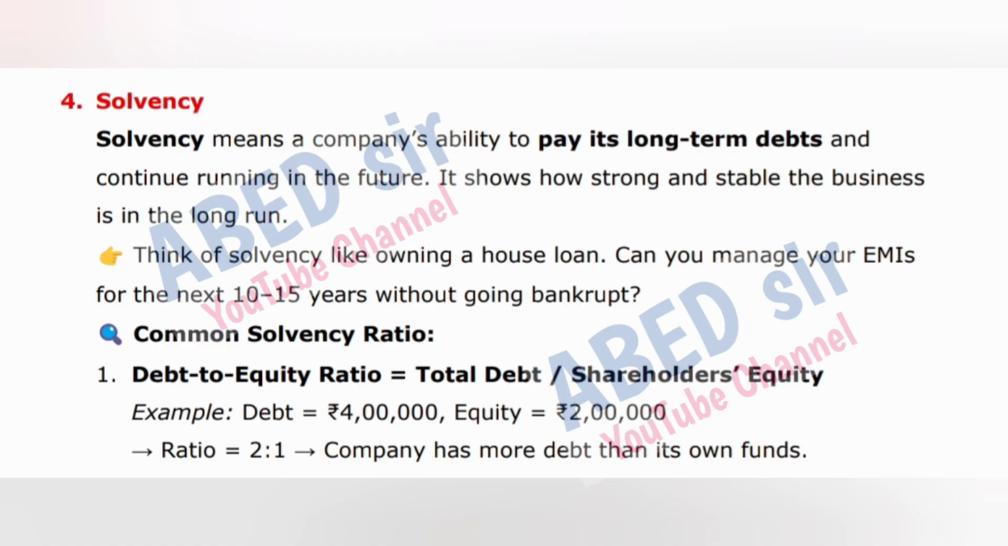It shows how strong and stable the business is in the long run. Think of solvency like owning a house loan. Can you manage your EMIs for the next 10 to 15 years without going bankrupt? Common solvency ratio. 1. Debt to equity ratio is equal to total debt / shareholders' equity. Example, debt is equal to 4 lakhs rupees, equity is equal to 2 lakhs rupees. Ratio is equal to 2, company has more debt than its own funds.